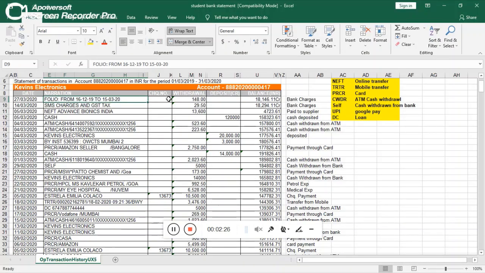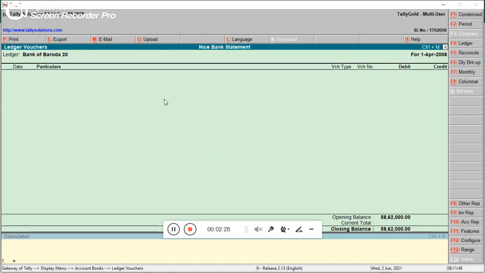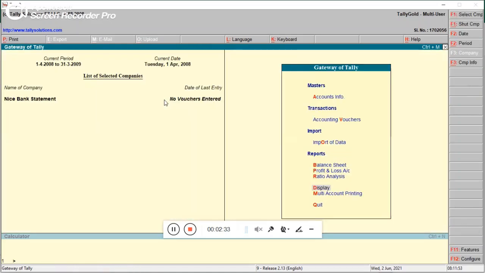So then you check which are the entries you have passed, and whichever entry is not there, only those entries will pass. Okay. Remember, whenever you're passing the entry on the bank statement, don't go here and pass the entry. You open your bank account.